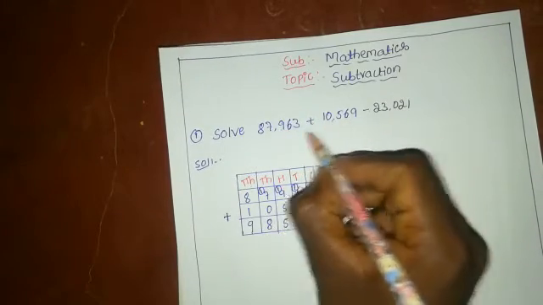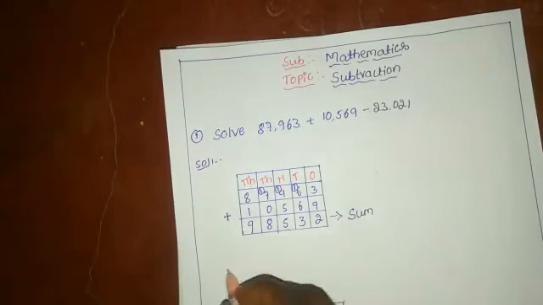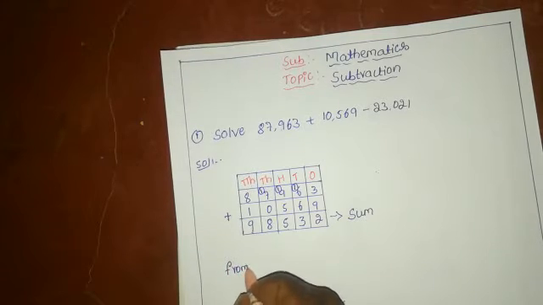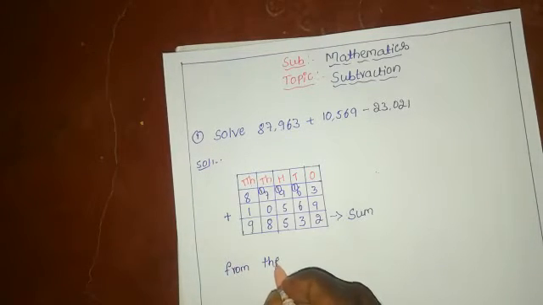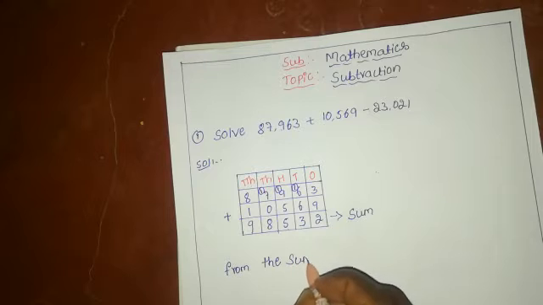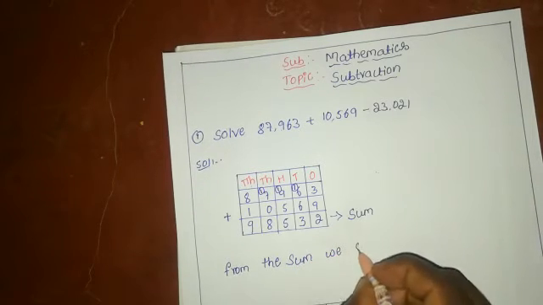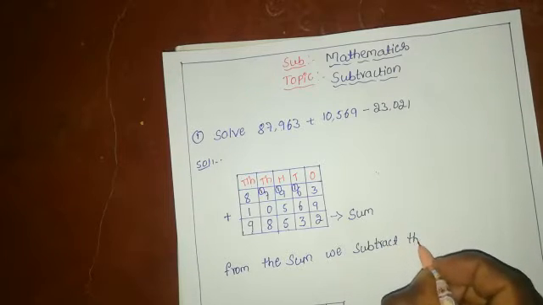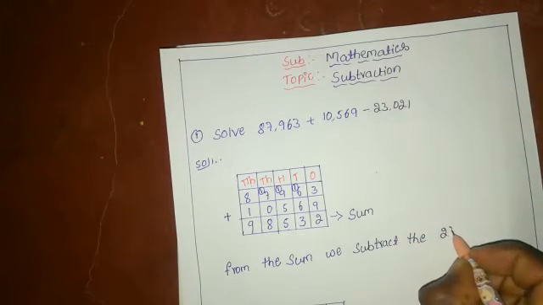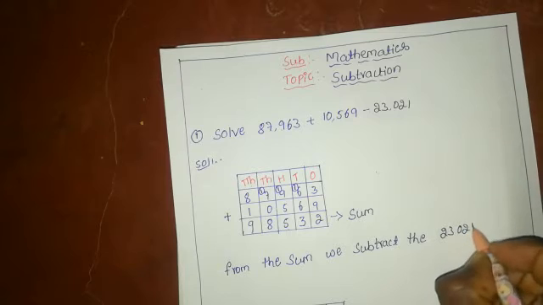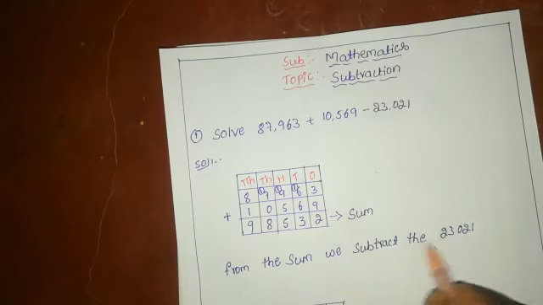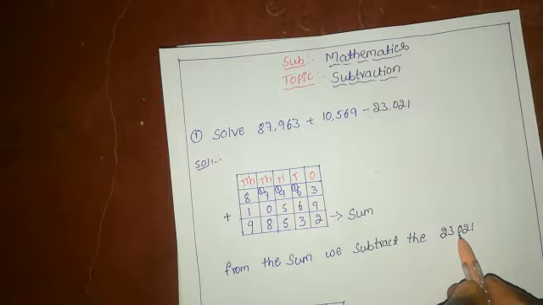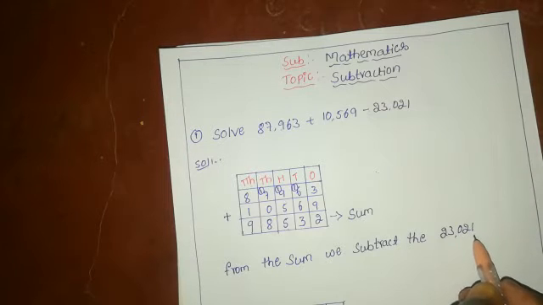We have added these two and we get the sum. Now from the sum we have to subtract the 23,021. Then we get the answer.